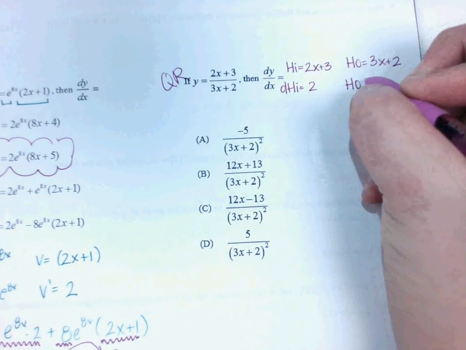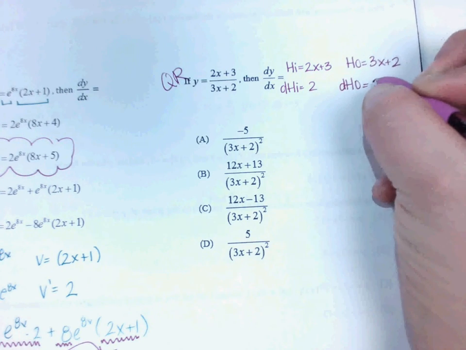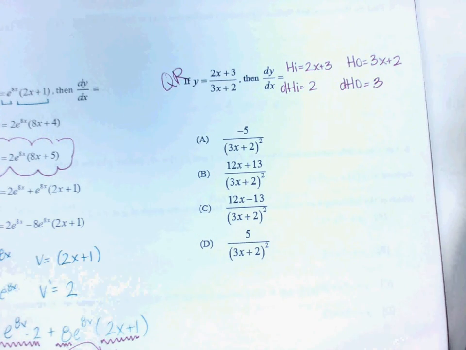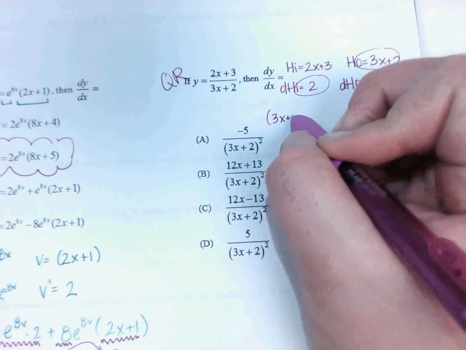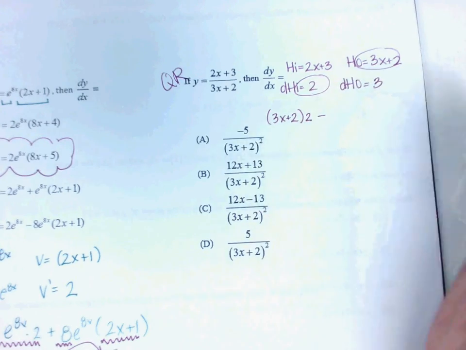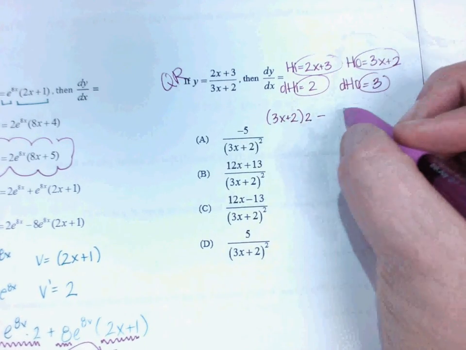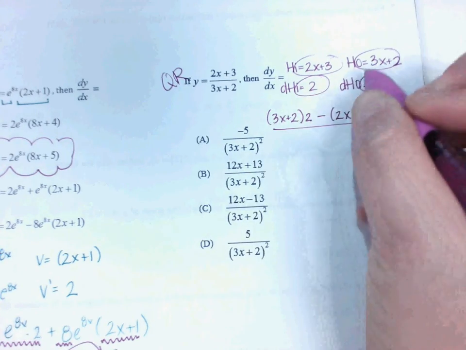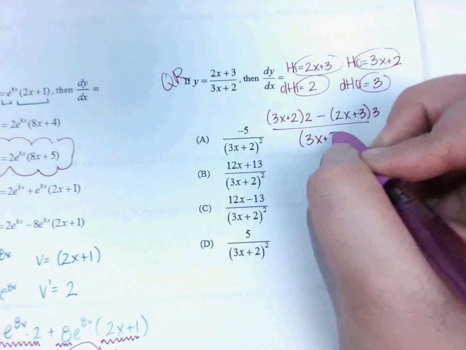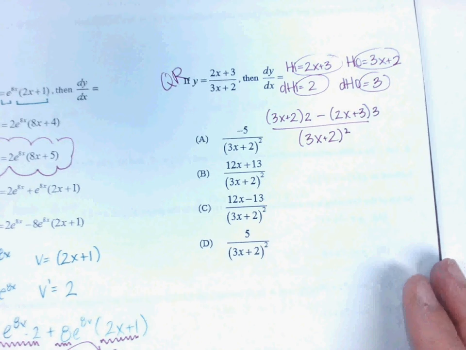h is 3x plus 2. What's d h? 3. And then remember, it's h d h... put them in order. h d high is 3x plus 2 times 2, minus high d h is 2x plus 3 times 3, all over h squared, 3x plus 2 squared.